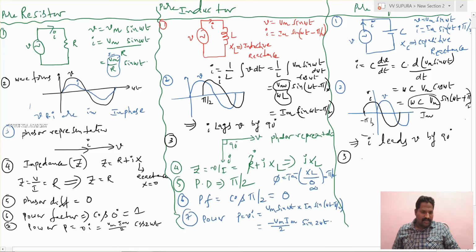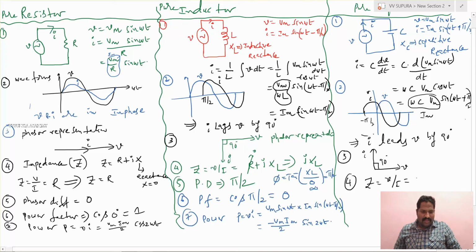The third point is phasor representation. If it is a voltage waveform, then the current waveform will be like this. So it is 90 degrees. Okay. So this is the phasor representation. And coming to the fourth point, impedance Z is equal to V by I.